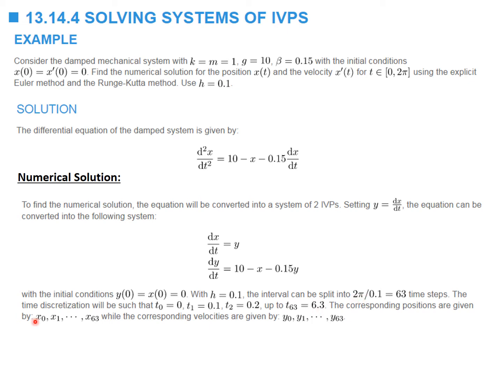As time evolves, we're going to have corresponding positions and corresponding velocities. The positions will be denoted x0, x1, x2, and so on up to x63, and the velocities will be denoted y0, y1, y2, and so on up to y63. So x1 and y1 represent the position and the velocity at time t1, and x63, y63 correspond to the position and the velocity at time t sub 63.